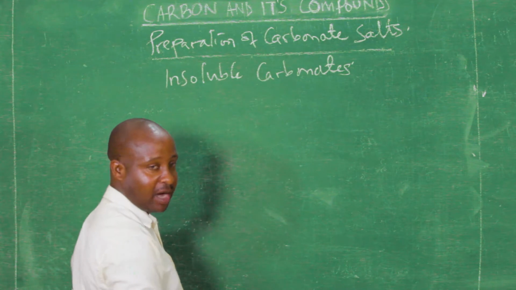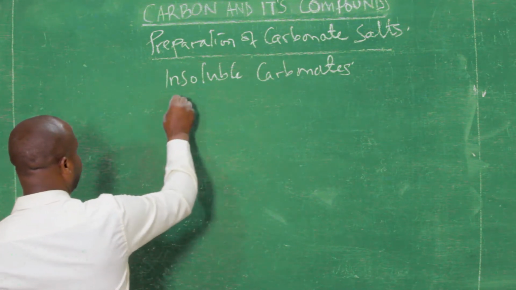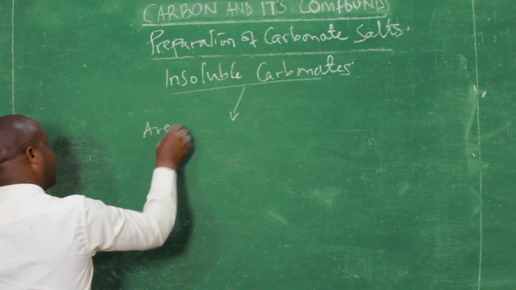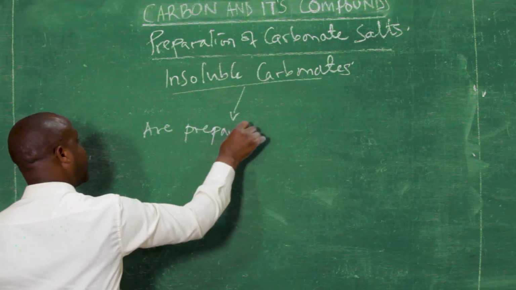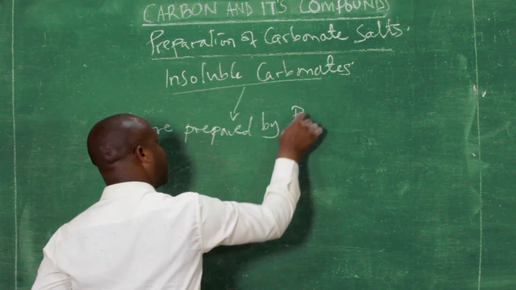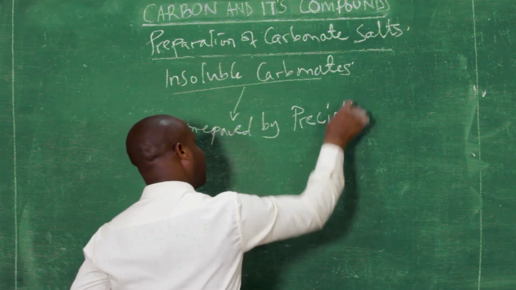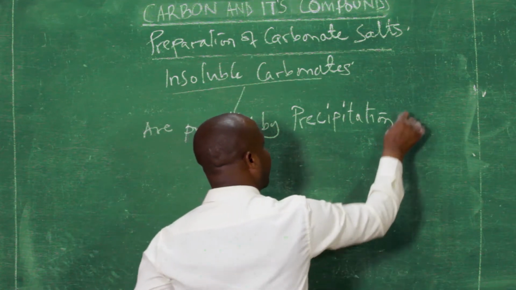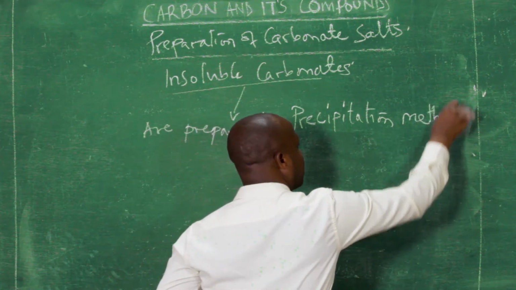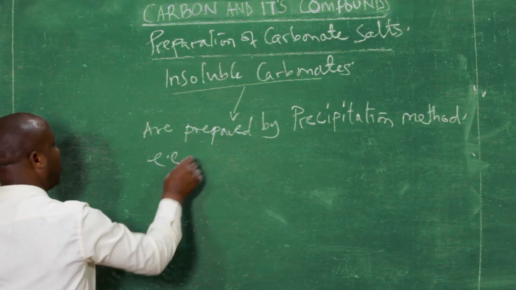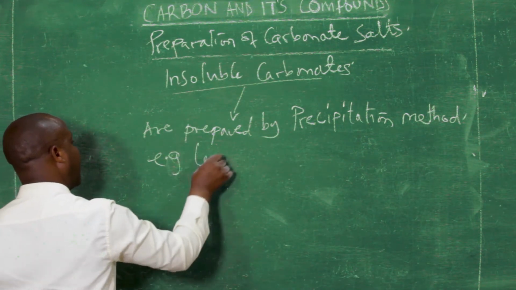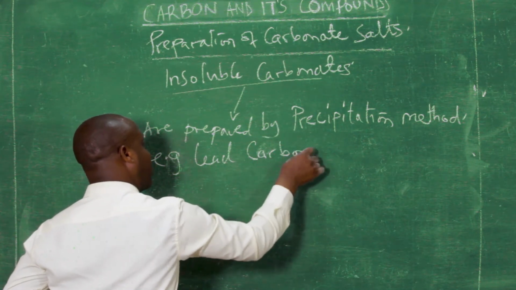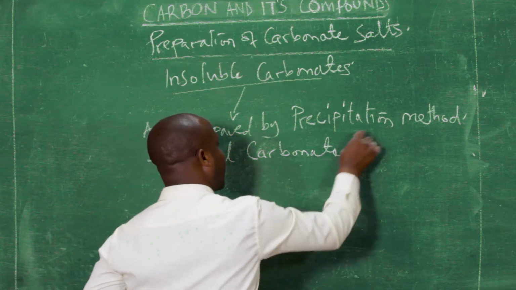Let's take down what we have mentioned. Insoluble carbonates are prepared by precipitation. They are prepared by precipitation method. Let's take an example of lead carbonate.